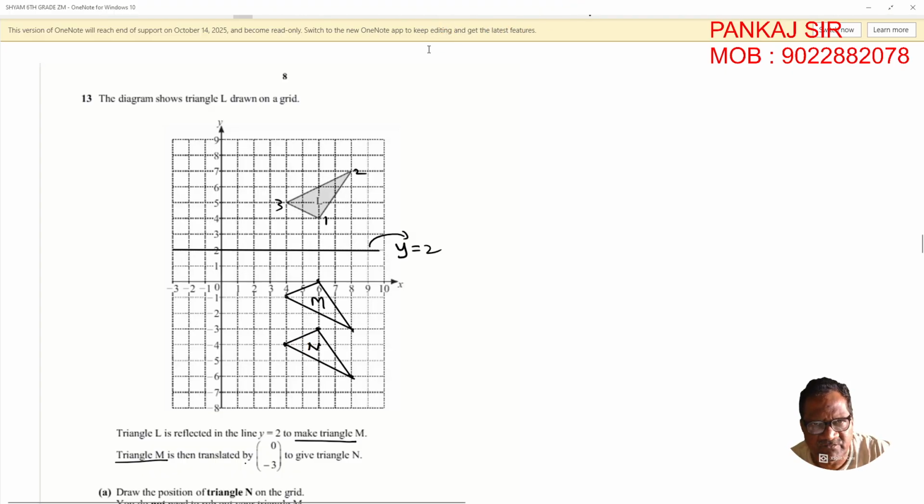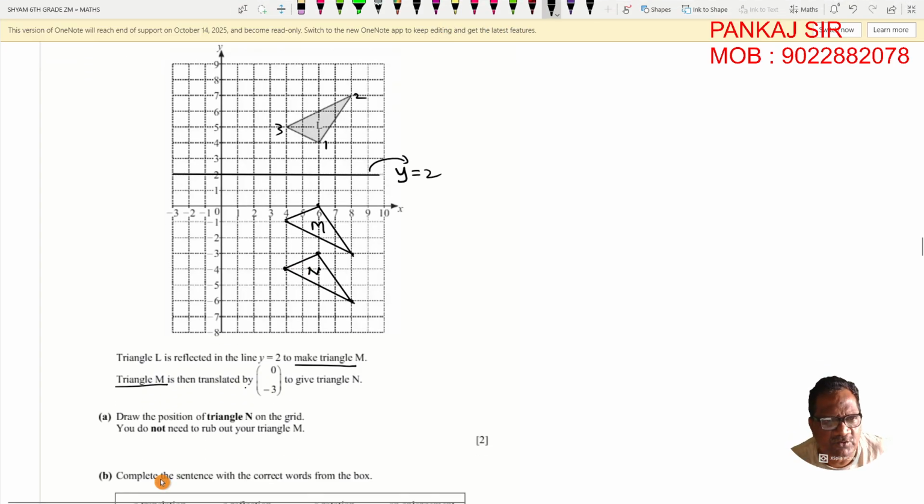Now let us see what the question says. Draw the position of N on the grid. You do not need to rub out your triangle M. Okay, so from L I have made triangle M, and then using M I have made triangle N, so I have not removed M. So this is the answer for that A.